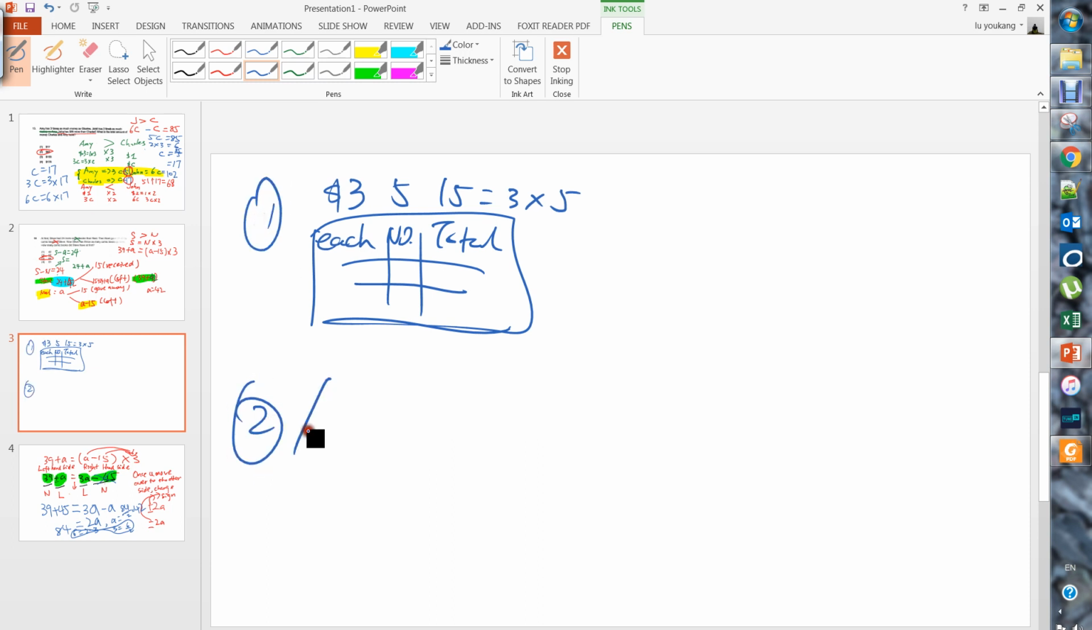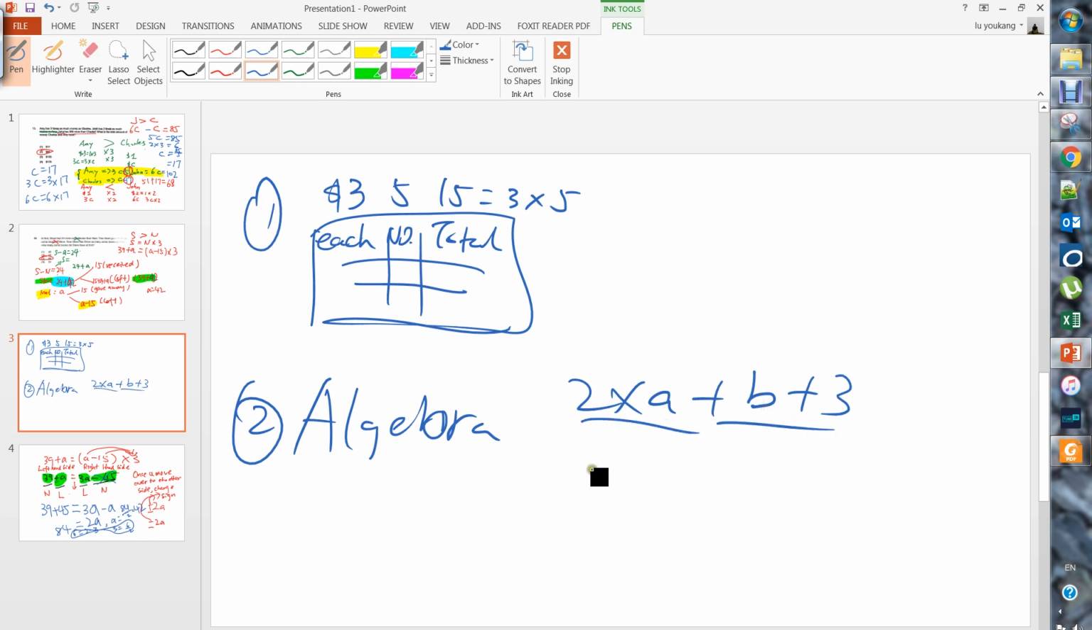Number two, algebra. The times and plus and the open bracket. Very good. Okay, and then number three is the move. I say move, I move. Yes, so when you move, what do you need to do? If you move, you change the side.